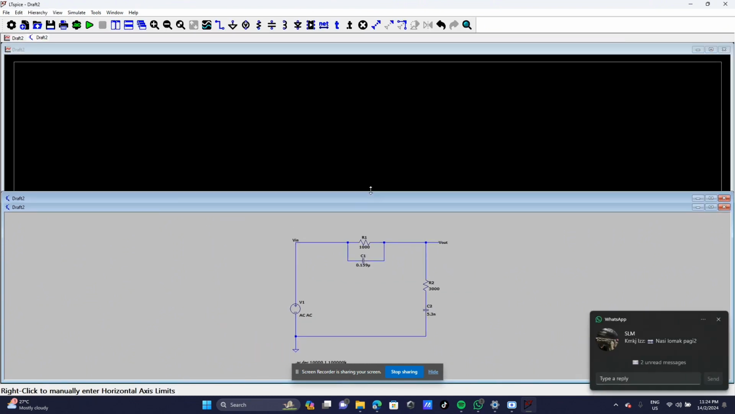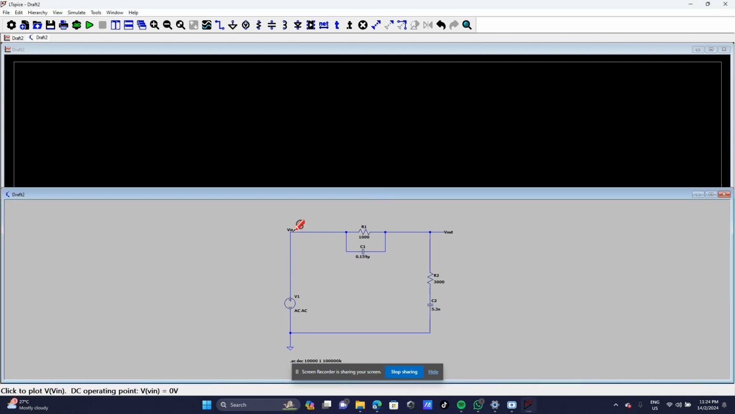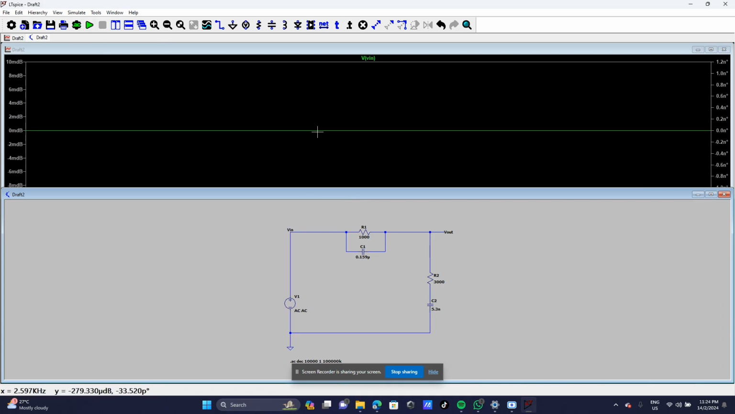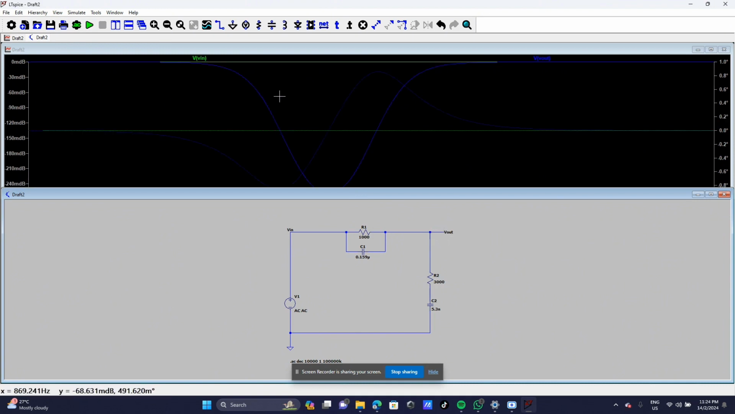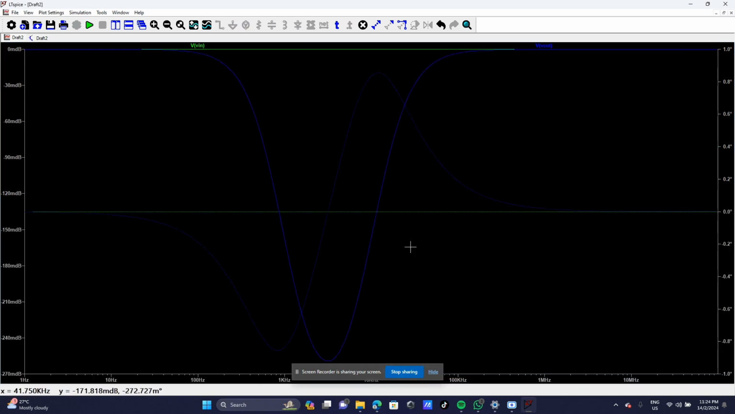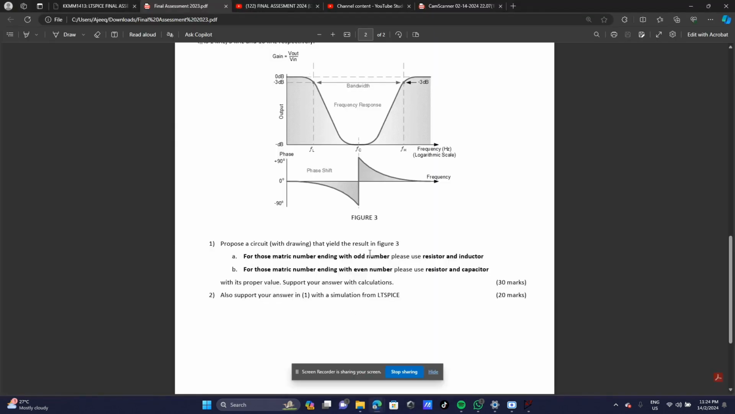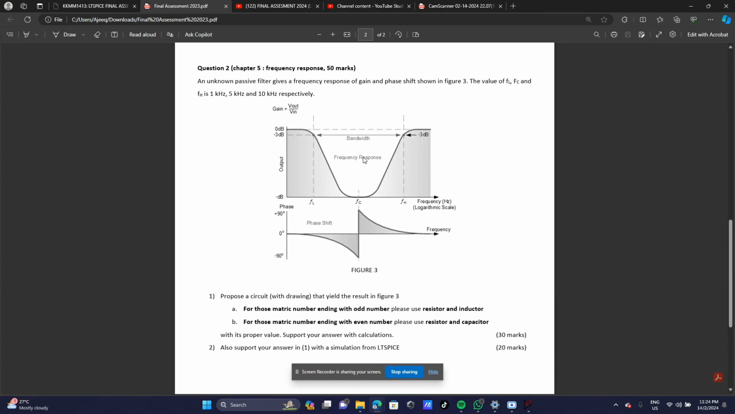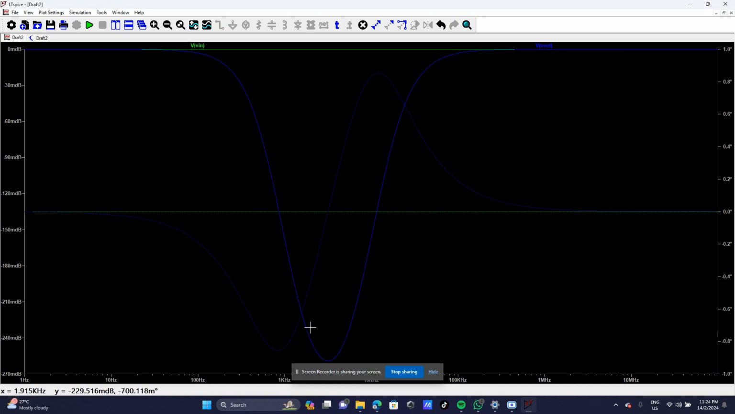Put the graph here. Minimize it. I'm sorry. We're going to run the circuit, the V input over here. We're going to have a straight line, and then we put another on V output, which is over here, and we get this graph over here. So this graph is similar to the graph that we already obtained in the figure over here in the question, which is the amplitude, negative side, until negative 270 degrees.